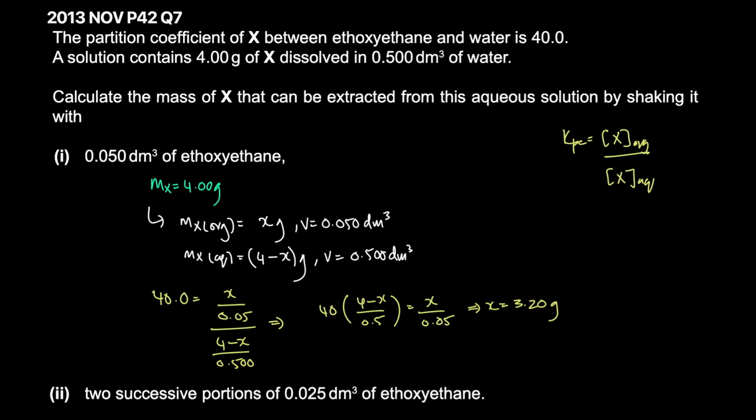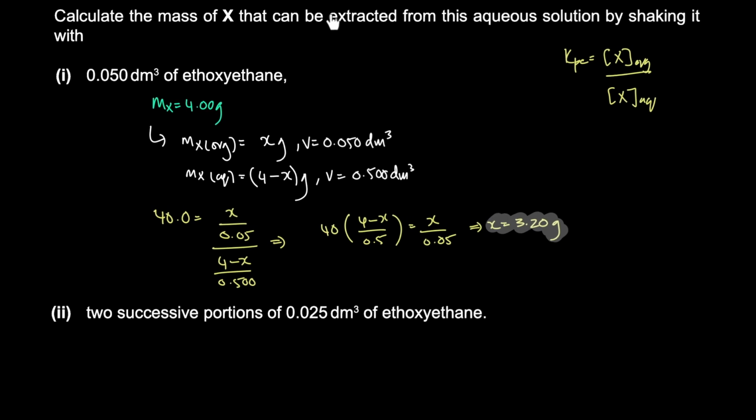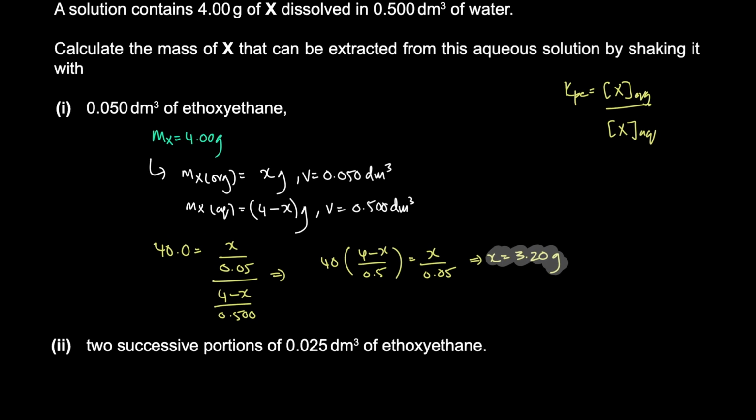So that is the mass that was extracted into the ethoxyethane. That's X grams. The next part says calculate the mass of X that can be extracted from this aqueous solution by shaking it with 2 successive portions of 0.025 dm³ of ethoxyethane. Now again, initially we just have 4 grams of X dissolved in 0.5 dm³ of water. So initially our mass of X is equal to 4.00 grams.